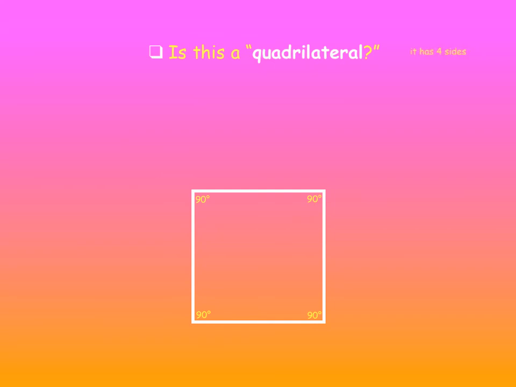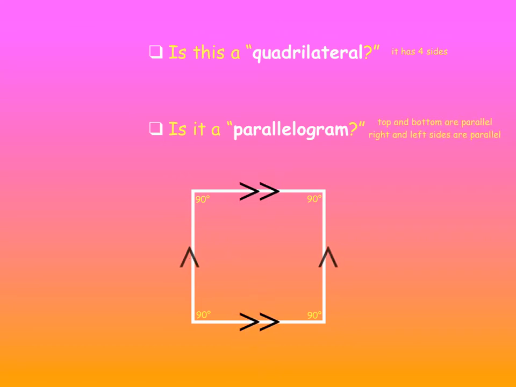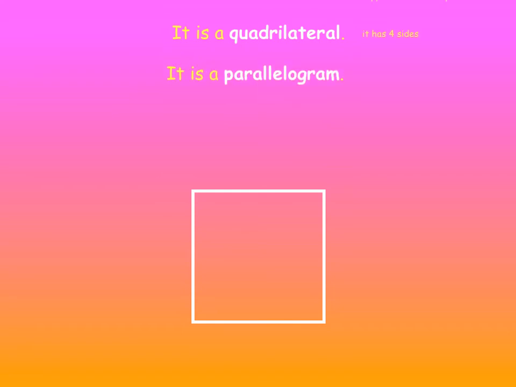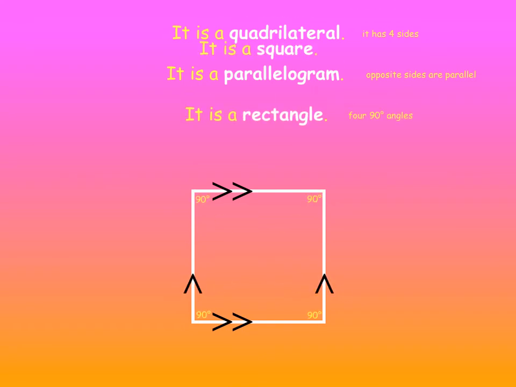Is this a quadrilateral? Has four sides? Yes. Is it a parallelogram? Opposite sides are parallel? Yes, it fits into both of those categories. So it's a quadrilateral, it's a parallelogram, it is a rectangle, and it is a square.